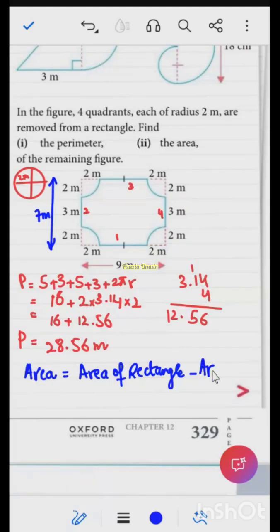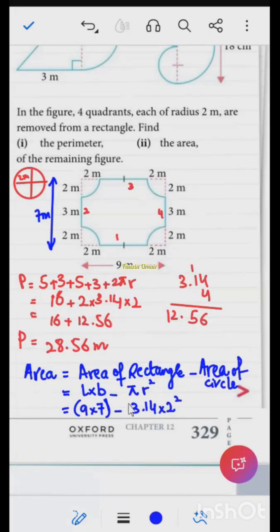Now what do we need to subtract? We have just discussed that these 4 quarters make one circle. So we need to subtract the area of a circle. Area of which circle? With radius 2. Now you can do the calculations. Area of rectangle is length into breadth. Area of circle is pi r square, right? So length into breadth means 9 multiplied by 7, minus 3.14 into 2 square.